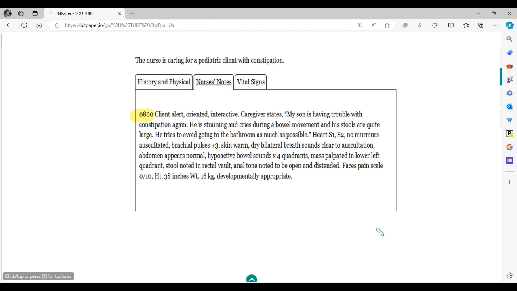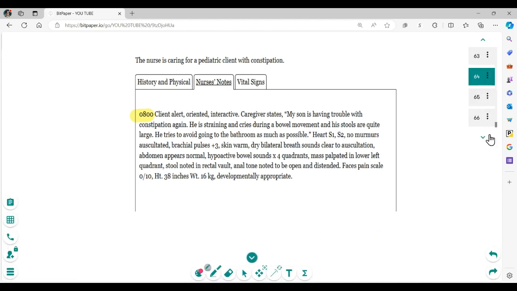Faces pain scale 0 to 10. So for a toddler, you would use the faces pain scale to assess, are they really hurting? So at the moment, he seems to be comfortable. All right, 38 inches tall, 16 kilograms in weight, developmentally appropriate. Now we're going to look at vital signs.